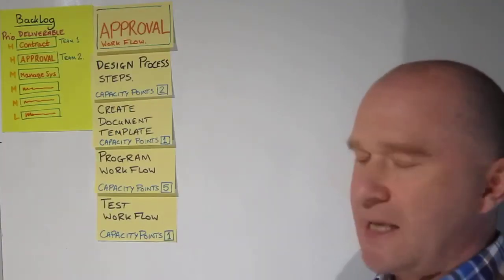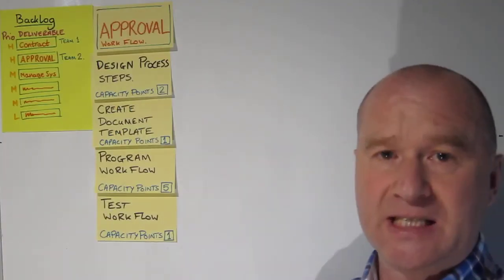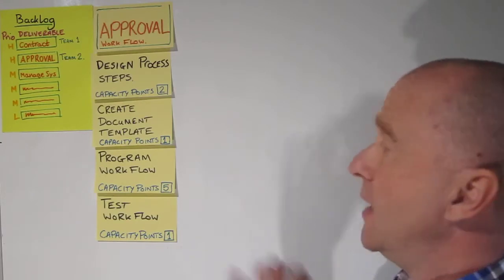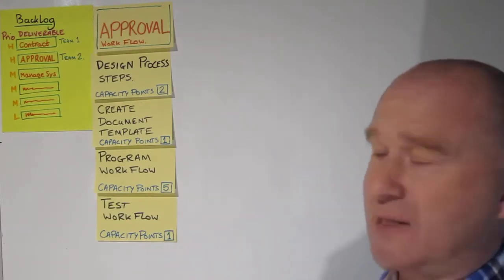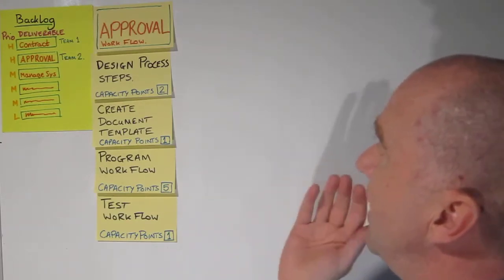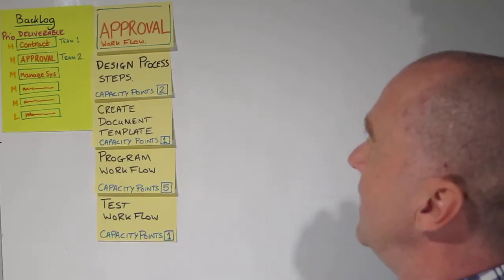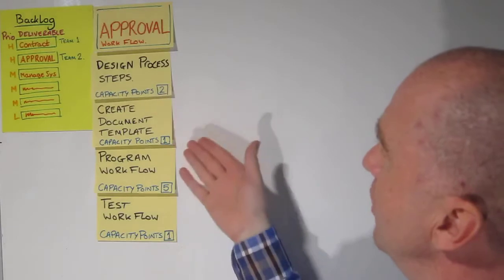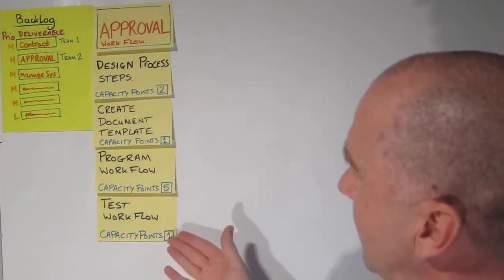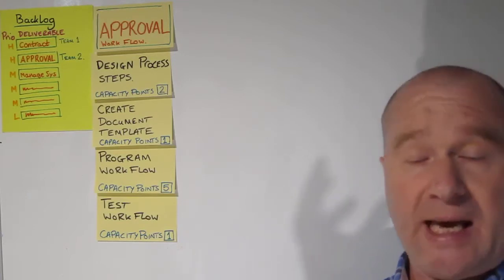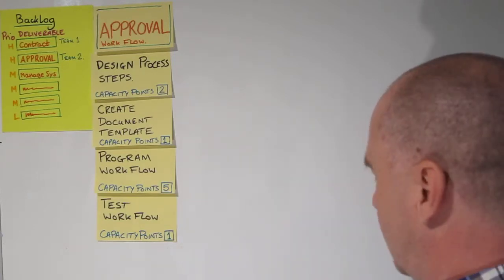And there will be an assessment of capacity needed to complete those activities. There are many ways of assessing capacity. Here I'm just using simple capacity points. The team know that they have 10 capacity points available to them during this sprint, and here they've allocated 2, 1, 5 and 1 capacity points, leaving them 1 capacity point spare just in case they have any issues.